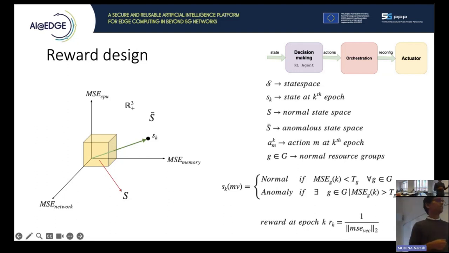And then we use this distance that is computed between either the origin or an acceptable state of the system and the anomaly that has been observed. So the objective here is to minimize this distance by proposing different actions and see which actions would take the system from an abnormal situation to the normal situation.